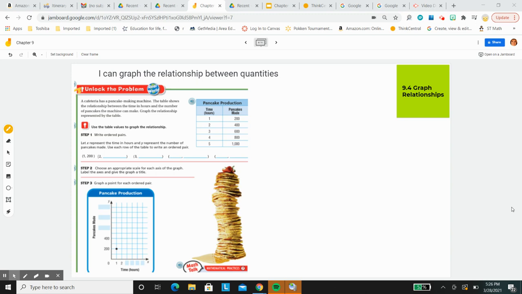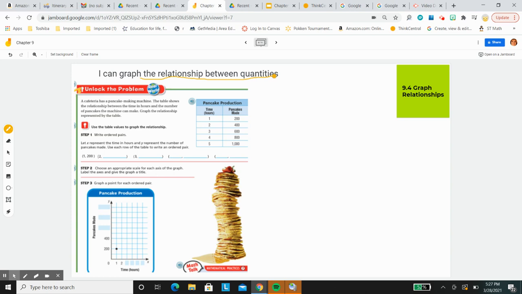So we've learned about independent and dependent variables. We've learned about tables, about input and output tables and how they relate. And we've even worked on some story problems to look for the relationship to create the actual equation that we use to solve with. Okay, so today we can graph the relationship between the quantities.